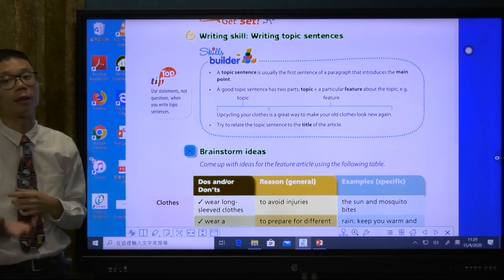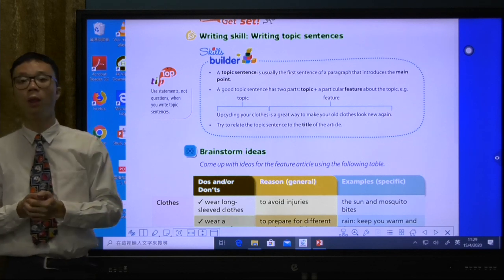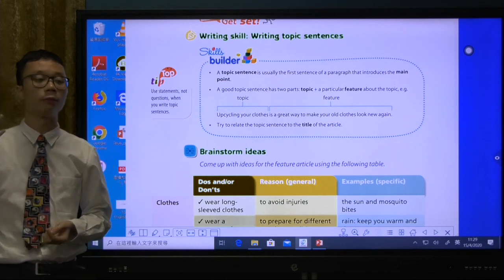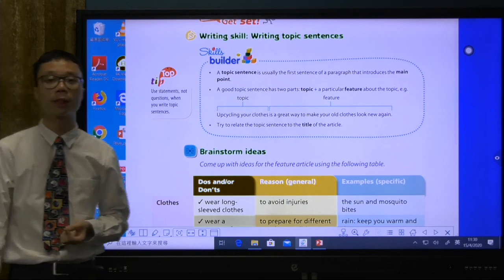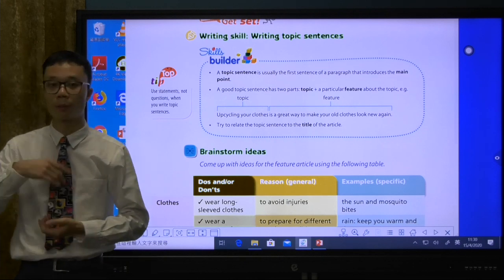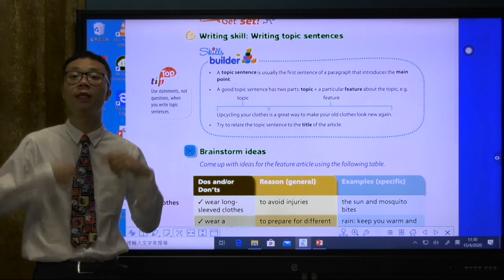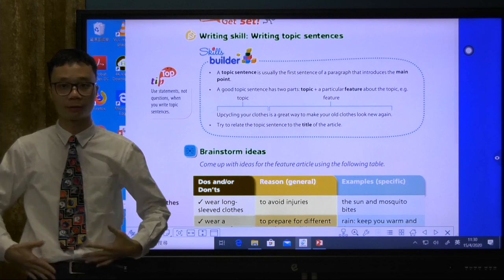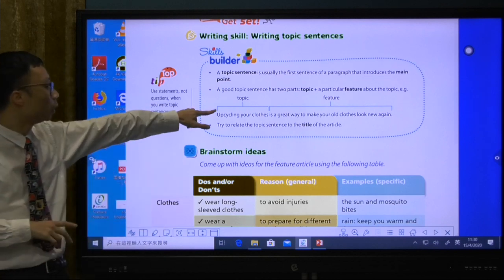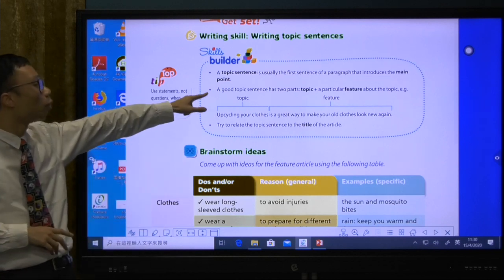You know recycling, what about upcycling? When you talk about recycling clothes, that means we reuse the clothes. But when we talk about upcycling, we renew the clothes, make them new again so you can wear them again. Okay, so let's read it.